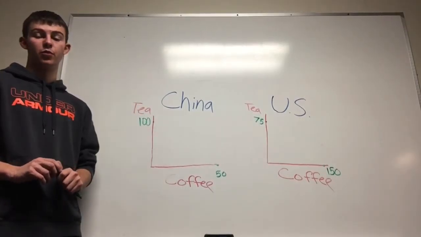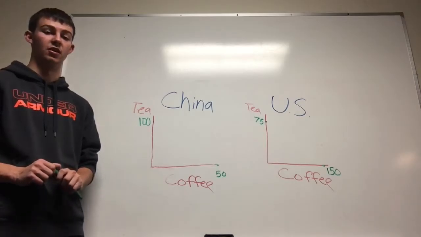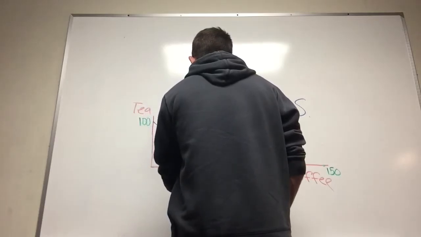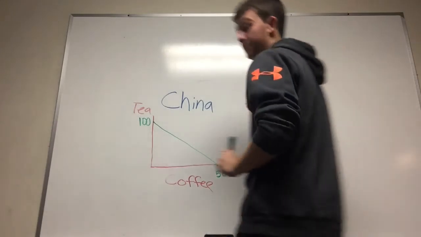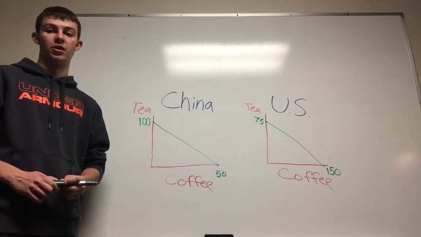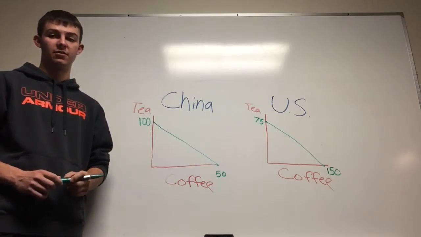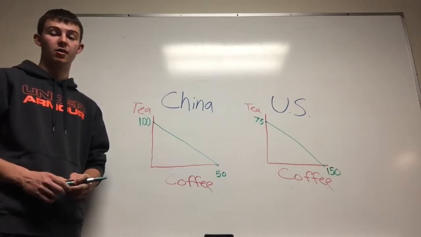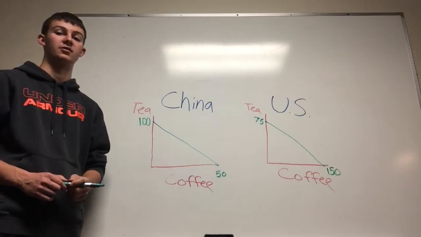From these amounts, we already have 2 points plotted on each graph, and we can connect them with a linear line. This line that connects the 2 points on each graph is called the production possibilities frontier. The production possibilities frontier gives the different amounts of each good that both the US and China can produce. A linear production possibilities frontier is also representative of a constant opportunity cost.